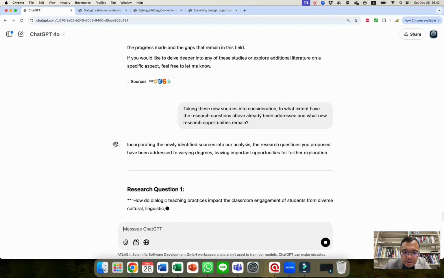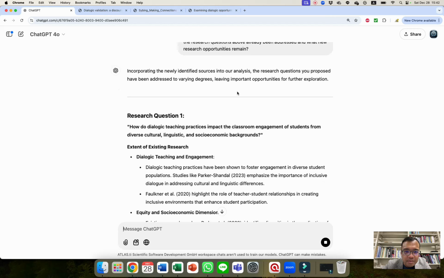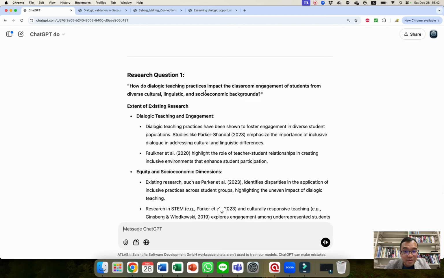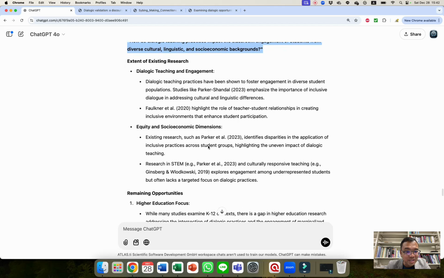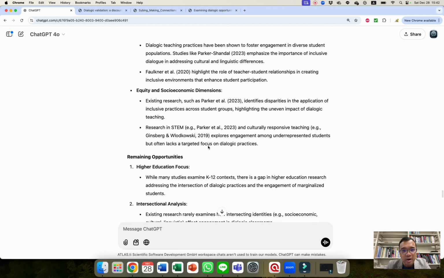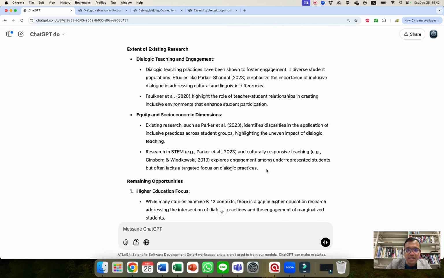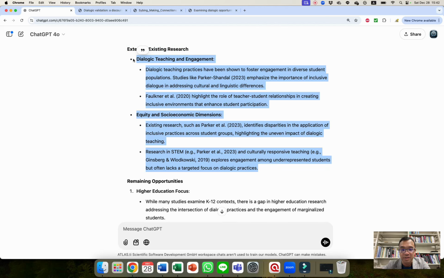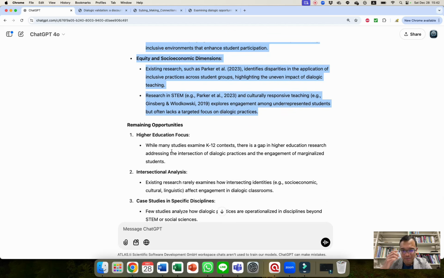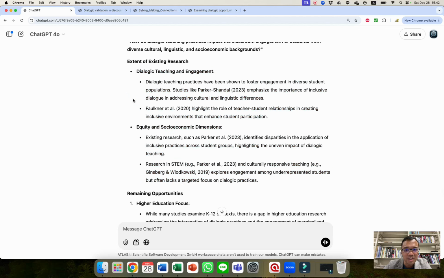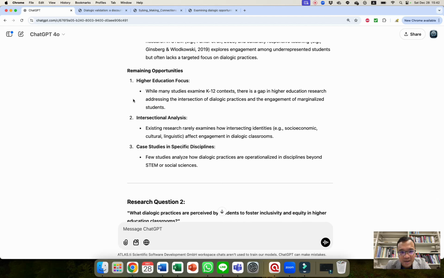So, the research questions you propose have been addressed to varying degrees, leaving important opportunities for further exploration. That's the important part. If the research question has been fully explored by existing research, there's no point in doing it. But we go back to the first research question and the remaining opportunities. Well, when we're writing our paper, it will be important to focus on the extent of the existing research, and especially when you're designing your theoretical lens for your data collection and analysis. The discussion of existing research will be important, but let's focus on the remaining opportunities.